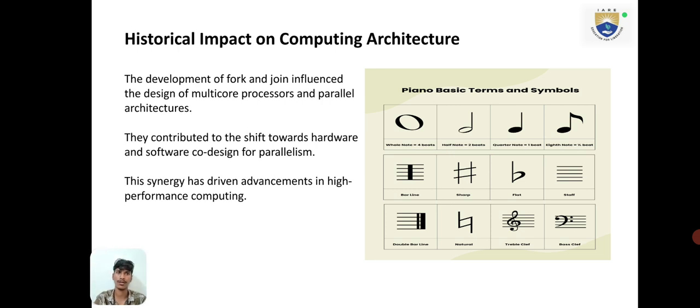Historical impact on computing architecture. The development of fork and join influenced the design of multi-core processors and parallel architectures. They contributed to the shift towards hardware and software co-design for parallelization. This synergy has driven advancements in high performance computing.